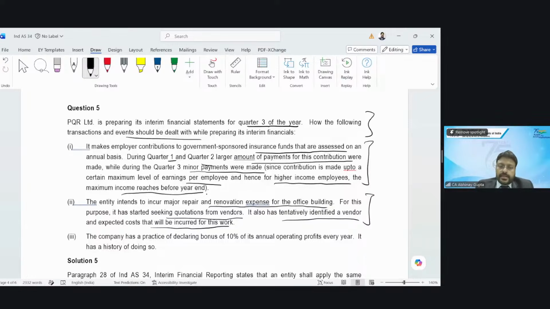The company has a practice of declaring a bonus of 10% of its annual profits every year. It has a history of doing so. So every year the company announces a 10% bonus and it has a history of doing so. Now, management is asking you as a chartered accountant to advise them how to deal with these three matters while preparing the quarterly financial statements for quarter three. What is your suggestion on these three matters?